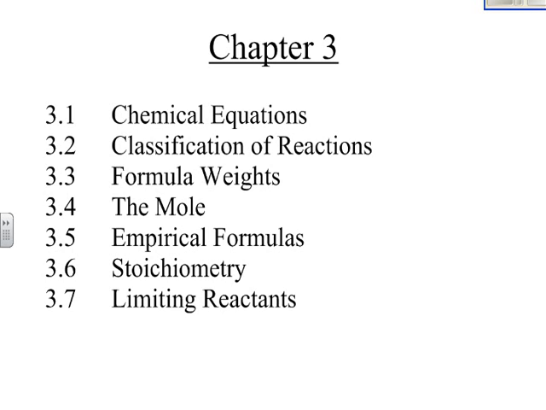In Chapter 3, we'll start off with a brief discussion of chemical equations and the qualitative side of those, some classification of reactions, and then we'll get into the quantitative part of chemistry, starting with formula weights, talk a little bit about Avogadro's number, empirical formula, stoichiometry, and limiting reactants.